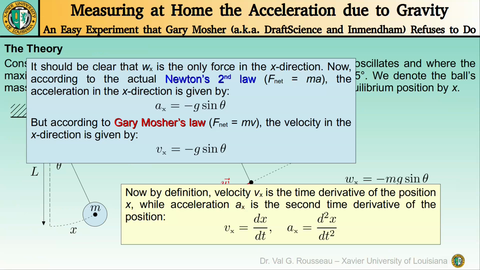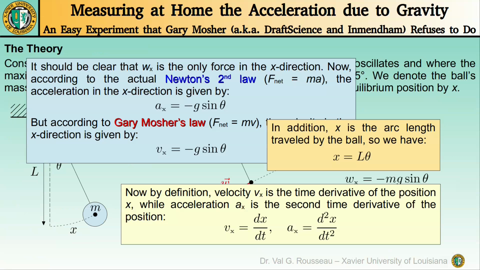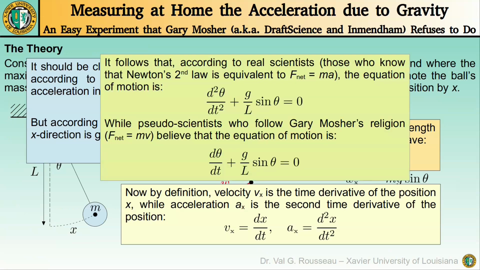We use the fact that velocity is, by definition, the time derivative of the position, while acceleration is the second time derivative. Now, if we use radians for the units of angles, the arc length x traveled by the ball is equal to the radius of the circular path L times the angle theta. Substituting these into the 2 different equations, we end up with 2 nonlinear differential equations. A second-order one for real scientists who know that Newton's second law is F net equals ma, and a first-order one for pseudoscientists who believe in Gary Mosher's religion.